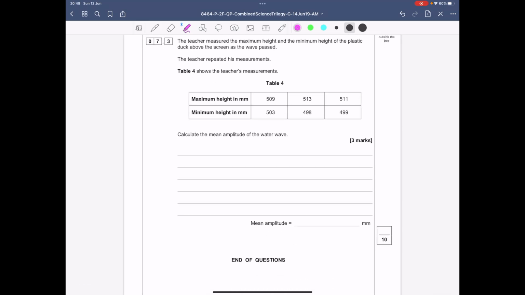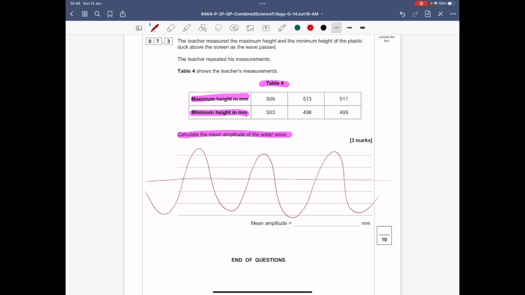Last question on this paper then. The teacher measured the maximum height and the minimum height of the plastic duck above the screen as the wave passed. The teacher repeated his measurements, and it shows the teacher's measurements below in the table. So you've got the maximum height of the duck and the minimum height of the duck. It says calculate the mean amplitude of the water wave. Remember the amplitude of a wave is half the height of the wave. The amplitude is the distance from your midpoint to the peak of the wave.